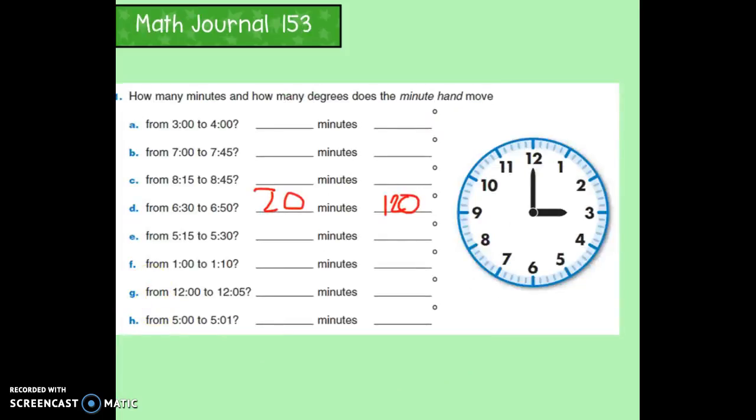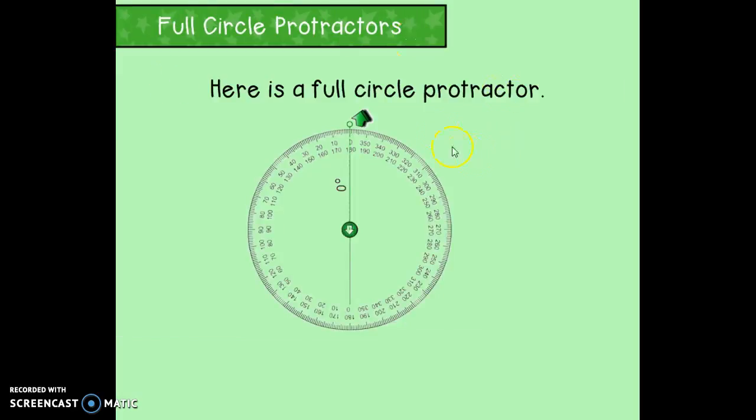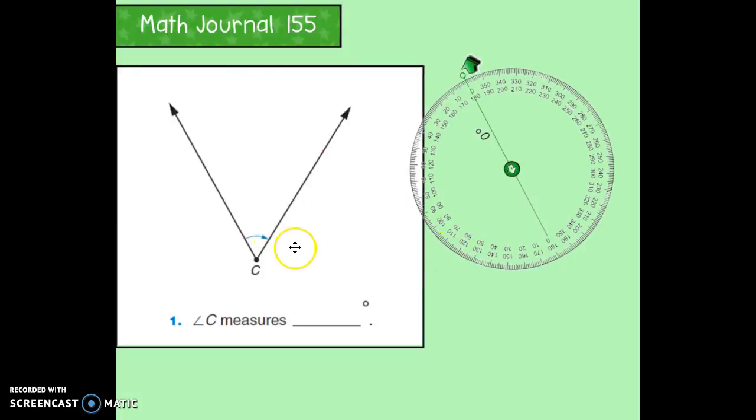The next thing we're going to look at is lesson 6.6, where we're going to start talking about angles. You have a full circle protractor on your template. A full circle protractor works when you lay it down onto your angle. On page 155, you have to practice measuring these. What I always suggest starting at is the line where your arrow starts. This is your 0 degree line.